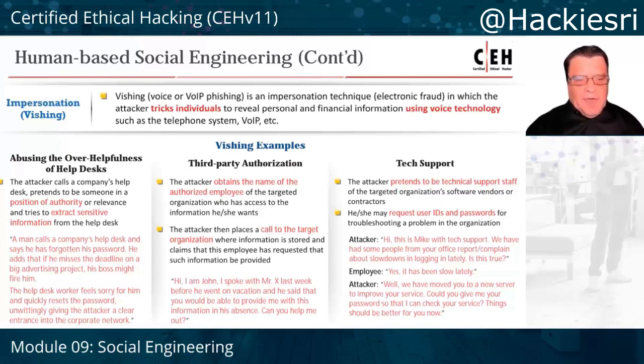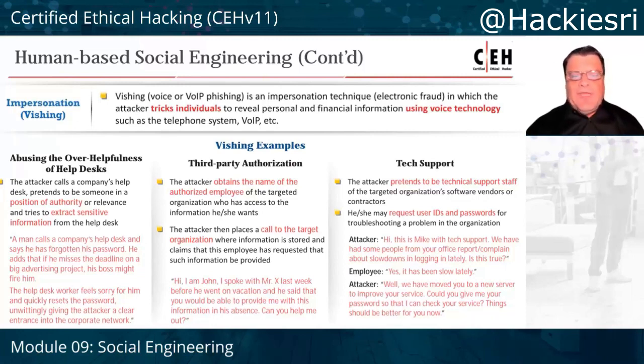A man calls a company, for example, the help desk, and says he has forgotten his password. He adds that if he misses a deadline on a big project, he might be fired. The help desk worker feels sorry for him and quickly resets the password, unwittingly giving the attacker clear entrance into the operational network or corporate network. In this case, of course, what the attacker, the so-called social engineer, is doing is playing upon the sympathy of the help desk worker. Other phishing examples include third-party authorization.